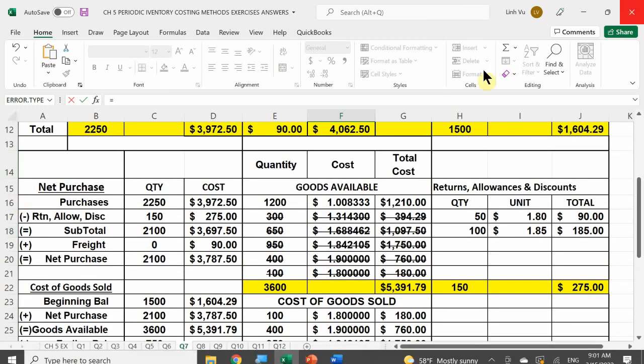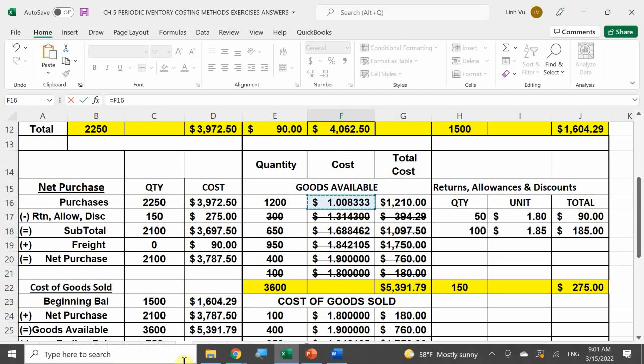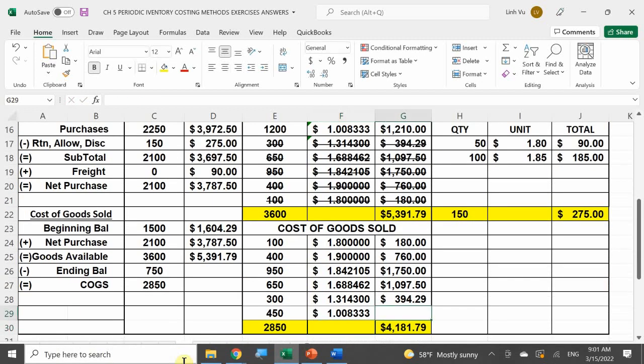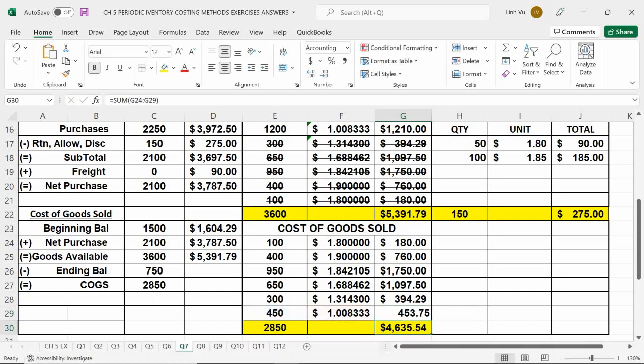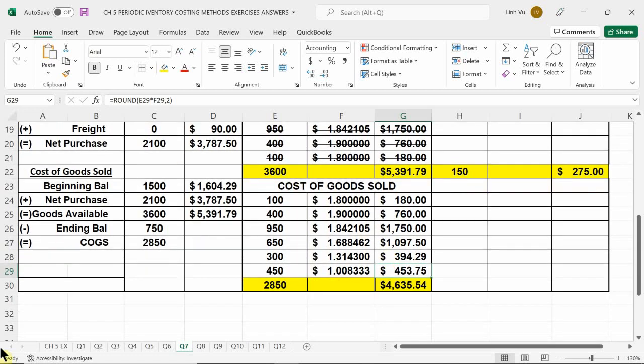Out of my 1,200. So in this case, I'm going to have to calculate my cost per item here to see how much 450 units is going to cost me at $1.8333. So in this case, how much? 453.75. Good. 453.75. Okay. Giving us a grand total of $4,635.54. Okay. Right here.